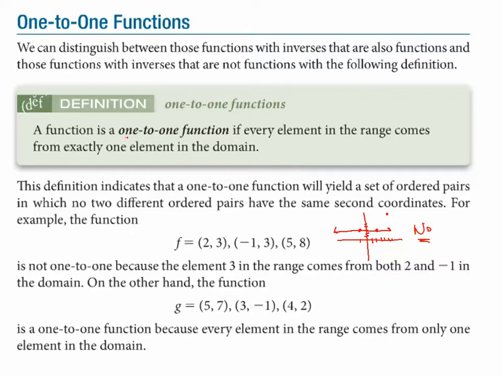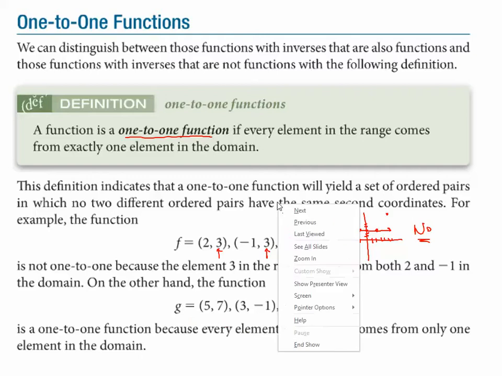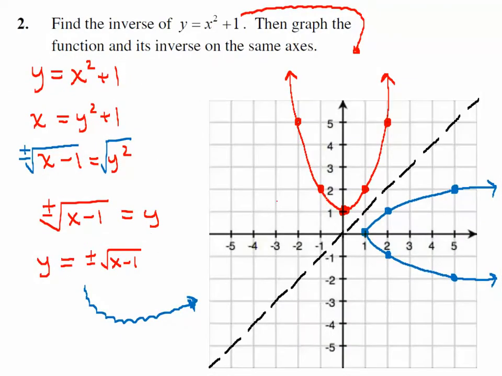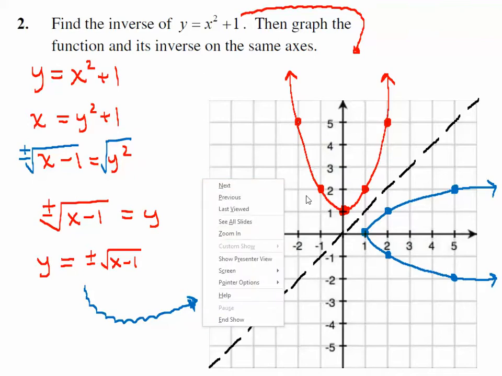And what this means is that every element in the range comes from exactly one element in the domain, so there's no repeating of y values. We should see it on this graph as well. Let's go back over here. Do I have repeating y values? Yeah, right here. Look at that. (2, 5) as well as (-2, 5). Notice the 5s repeat themselves. So this is not a one-to-one function.